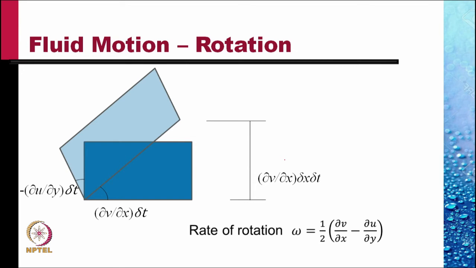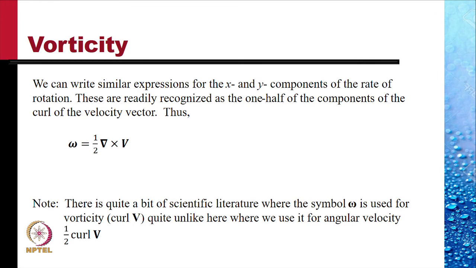We had seen in an earlier lecture that the rotation of the fluid element can be measured by averaging the rotation of two perpendicular lines, and that is obtained as the rate omega equal to 1/2 of (delta v by delta x minus delta u by delta y), where u and v are the components of velocity in the x and y direction. We can write similar expressions for the x and y components of the rate of rotation. These are readily recognized as 1/2 of the components of the curl of the velocity vector.